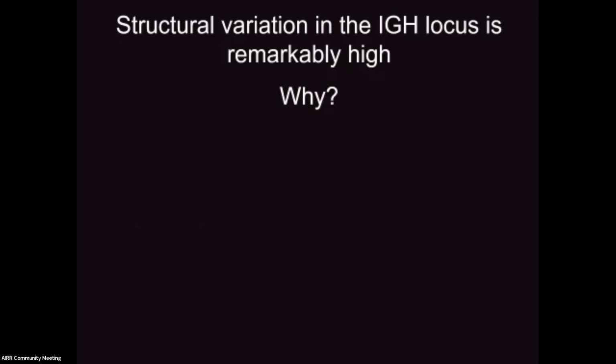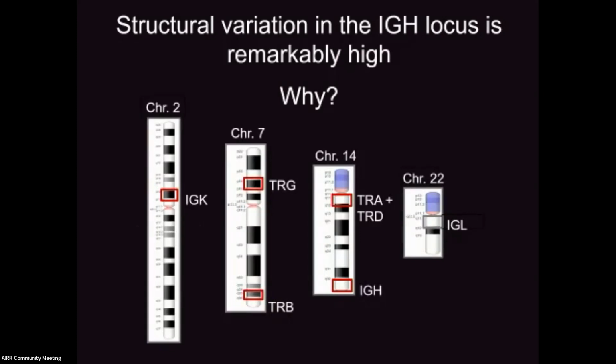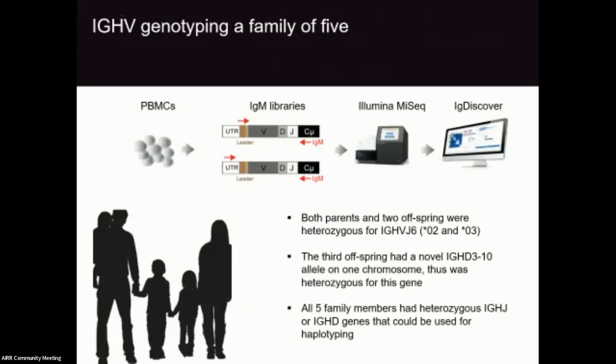And why is that? The position of these regions are shown here. The IGH locus is right at the telomeric end of chromosome 14. Is it possible that that's a genomically unstable region? Is that why the IGHV is particularly variable between people? So we looked at a family of 5 where we had samples from 2 parents and 3 offspring. These were adult offspring. That picture makes it look like they're not, but we had consent for them and everything.